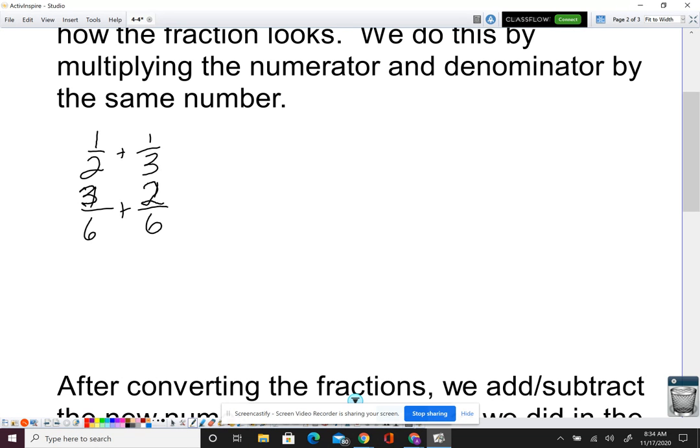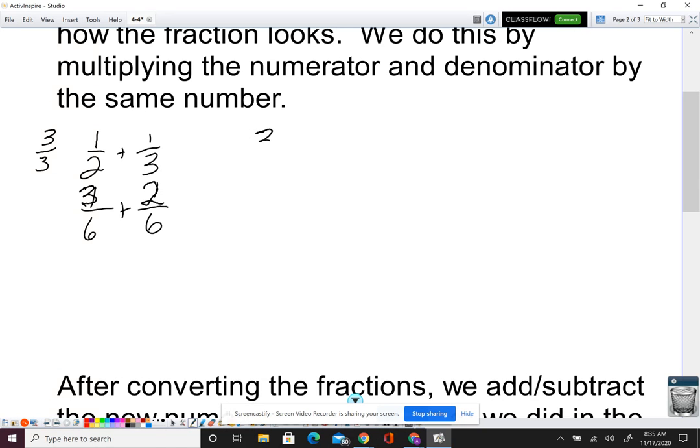So what I'm really doing in this process is multiplying the numerator by 3 and the denominator by 3. And 3 over 3, if I were to reduce that down, what does that reduce down to? 1. Yes, it reduces down to 1. And when you multiply anything by 1, do you change its value at all? No, you don't. So I have converted those fractions.